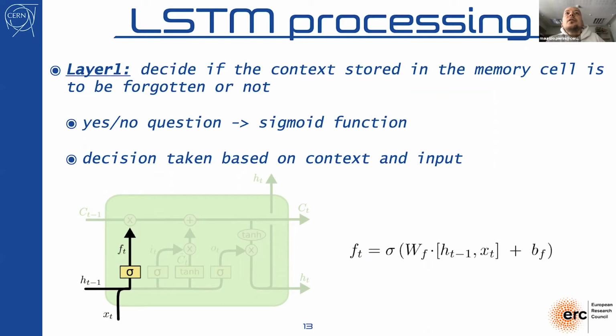Whenever you have a yes or no answer, you basically put a sigmoid function. You can use other functions like hyperbolic tangent. You could use hard sigmoid, which is basically a piecewise linear version of the function. But the sigmoid is a typically traditionally used choice.